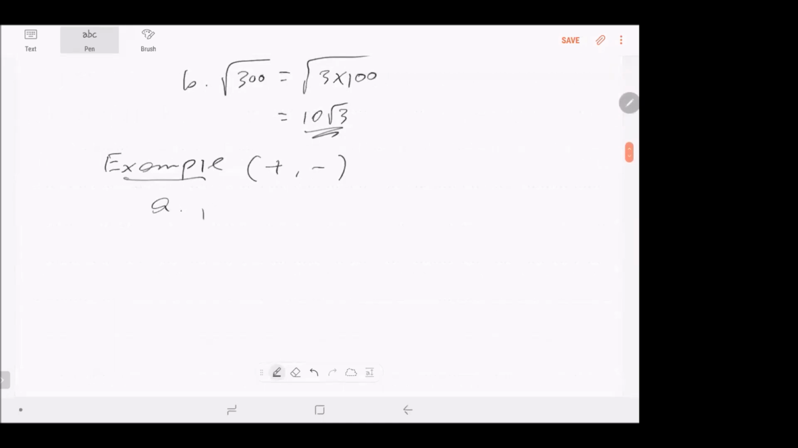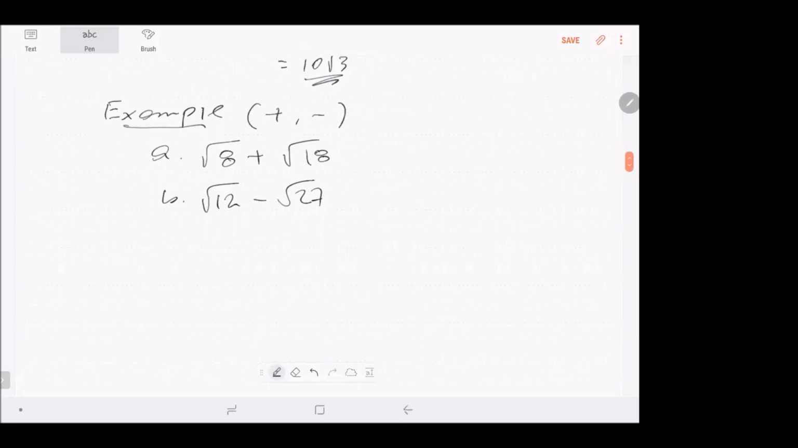A, the square root of 8 plus the square root of 18. B, the square root of 12 minus the square root of 27. Let us solve this problem together. And once you get the point, it is a very simple task. Just follow me.